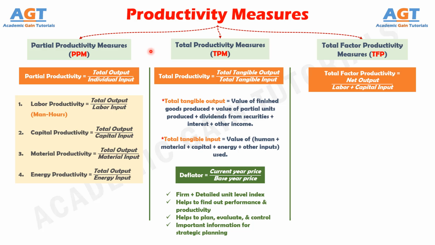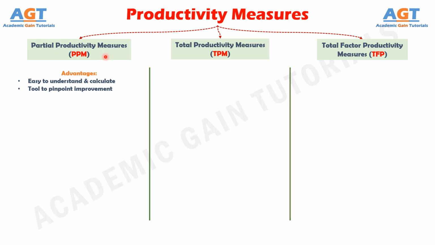Now that we have discussed the three types of productivity measures, let's look into the advantages and limitations of productivity measures. The partial productivity measure or PPM is easy to understand and calculate. It is a tool to pinpoint improvement, but PPM can be misleading if used alone, because it has no consideration of the overall impact.